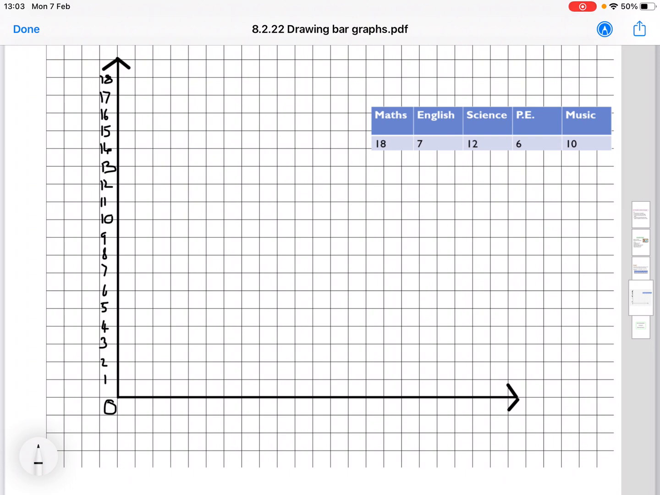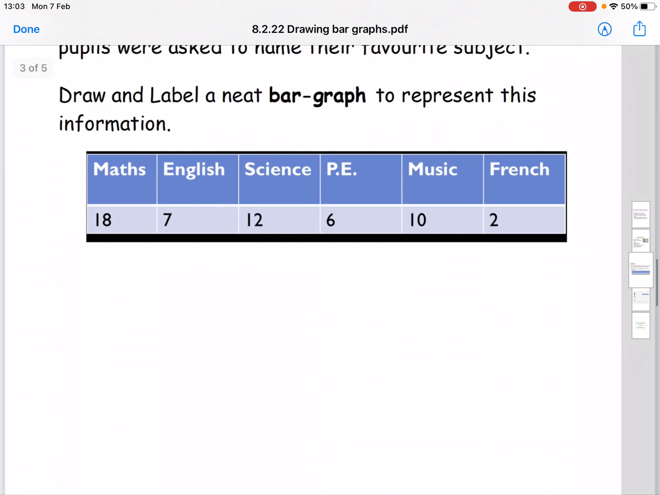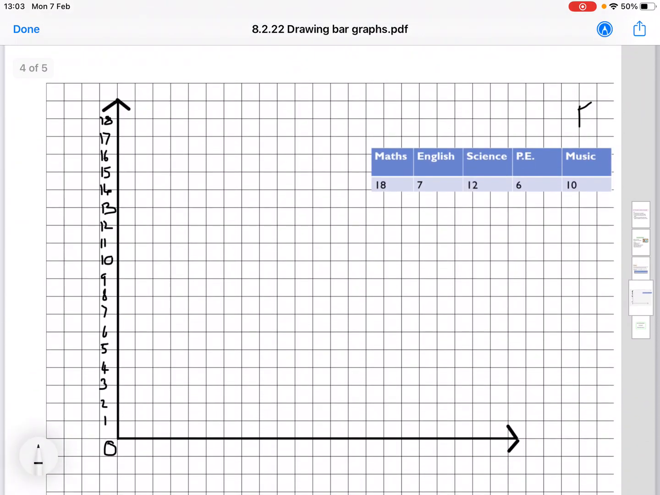The next thing I'm going to do is mark out my bars, okay? So I've got maths, English, science, PE, music. I think actually there's one being cut off there as well. French as well, so French was 2. I'll just write that onto here. That's just got cut off a wee bit.